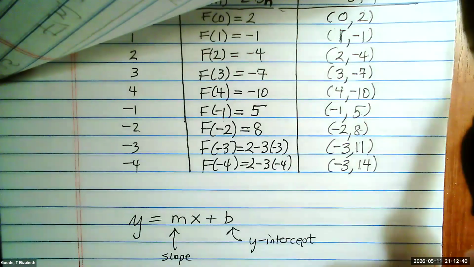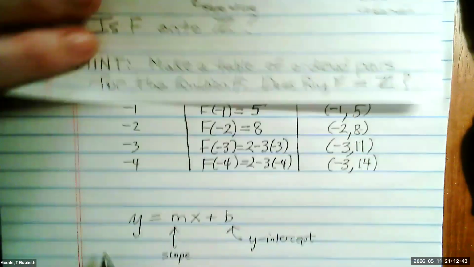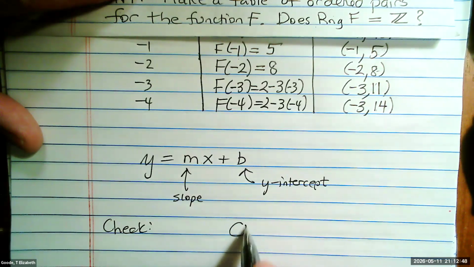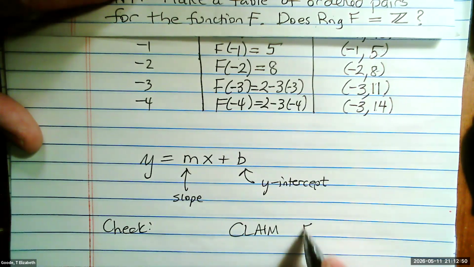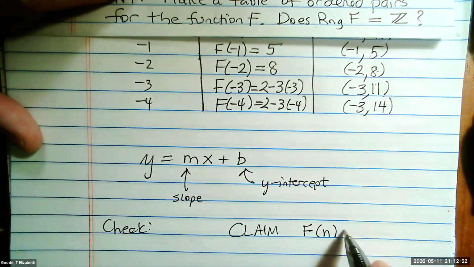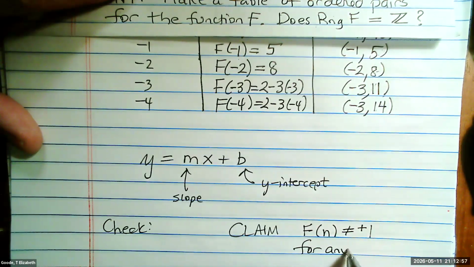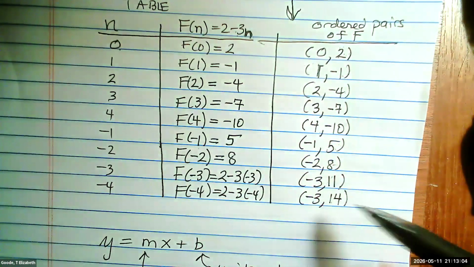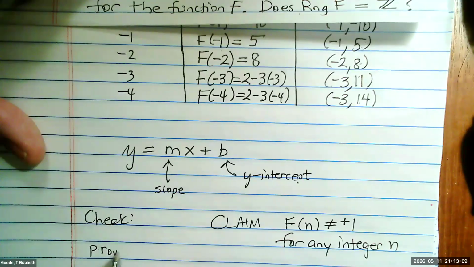Negative 1? Yeah, we're not going to hit 1. Okay, so let's just check. Our claim is f of n is not equal to positive 1 for any integer n. I mean, it sure doesn't look like it, it's not one of these, right? So how do we prove it? Prove the claim.